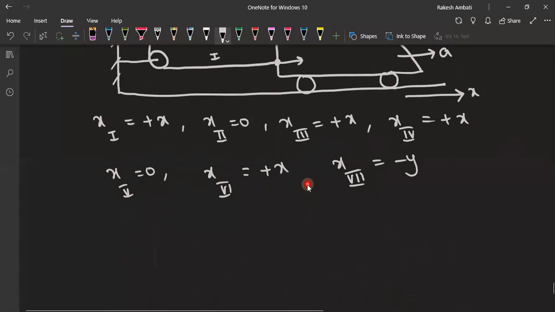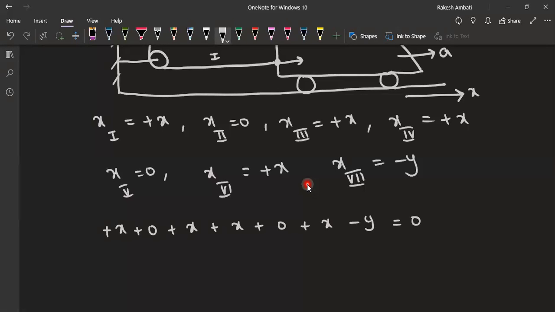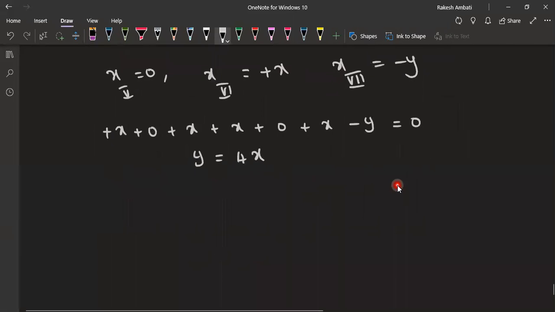But what is the total elongation? Total elongation is 0. So first segment plus x, second segment 0, third segment plus x, fourth segment plus x, fifth segment 0, sixth segment plus x, seventh segment minus y, total elongation 0. If we simplify, we get y equal to 4x. Differentiating 2 times, we get d square y upon dt square equal to 4 times d square x upon dt square.